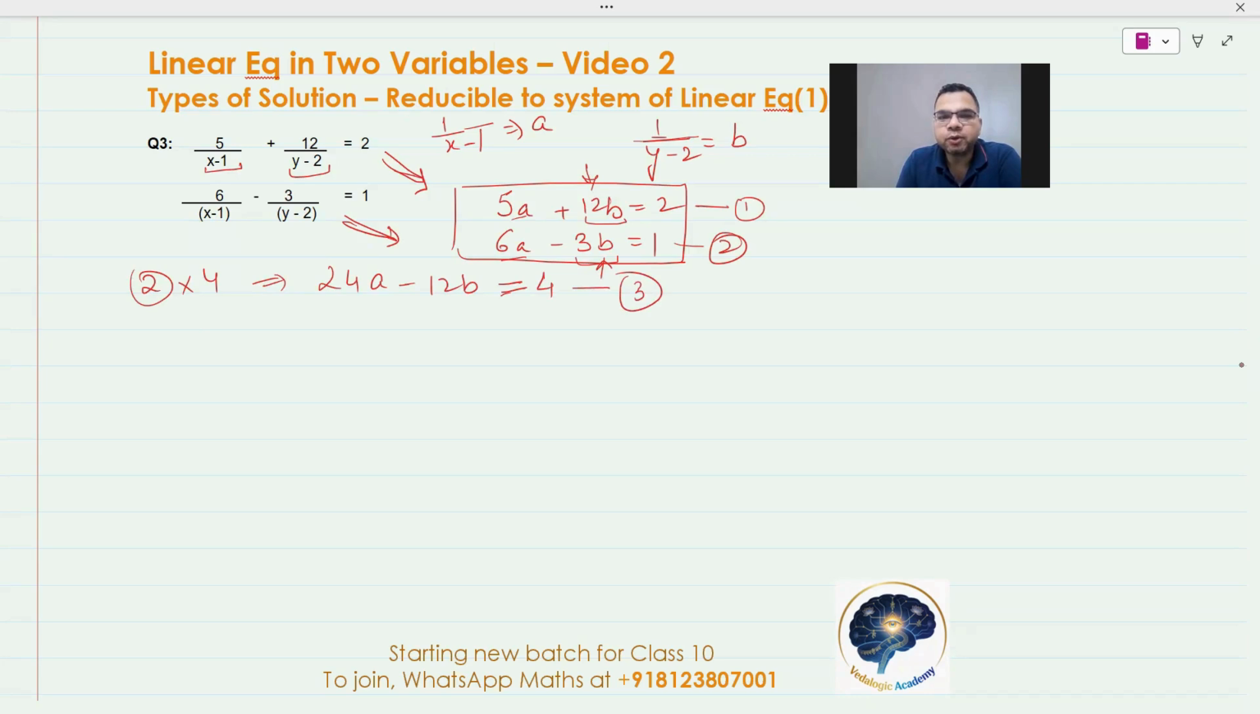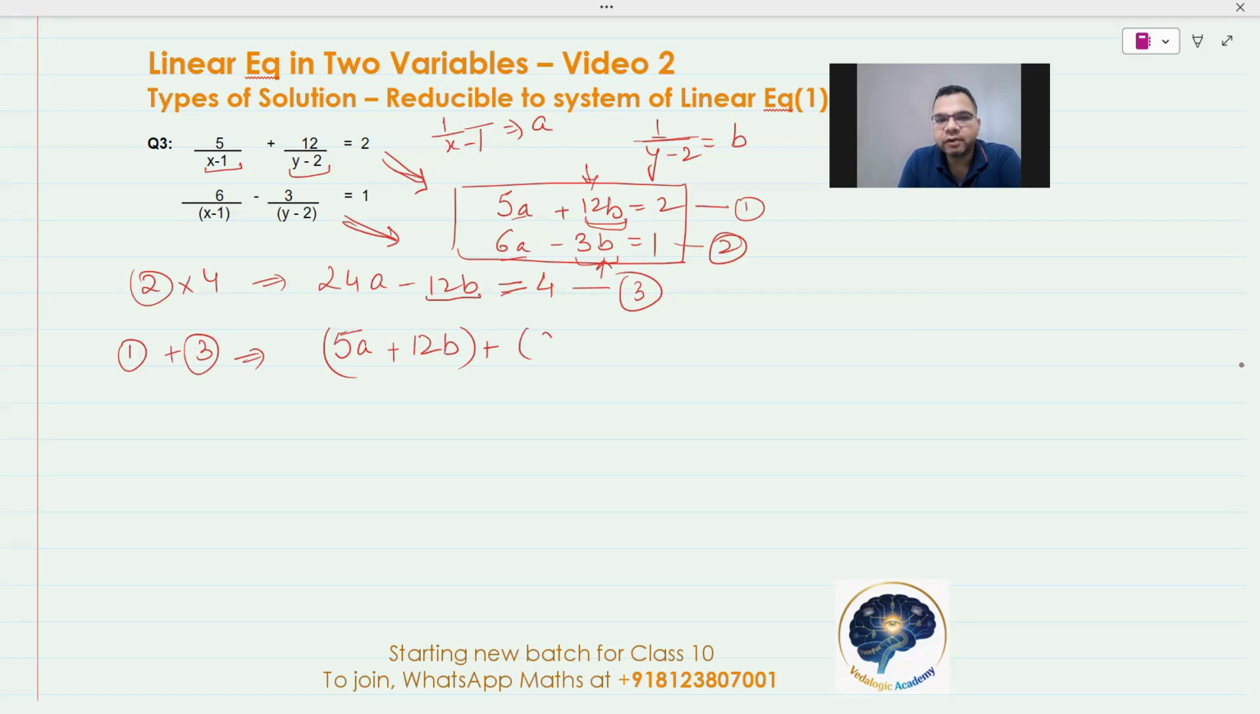Now what I am going to do, if you see here, this is minus 12b and in equation 1 I have plus 12b. I just need to add them, right? Plus and minus, they'll get cancelled. So I am going to add equation 1 and equation 3. So that becomes 5a. Let me write the full thing. We don't need to write it, but to increase the understanding, we can write it. There is no problem. So 5a plus 12b is the first equation.